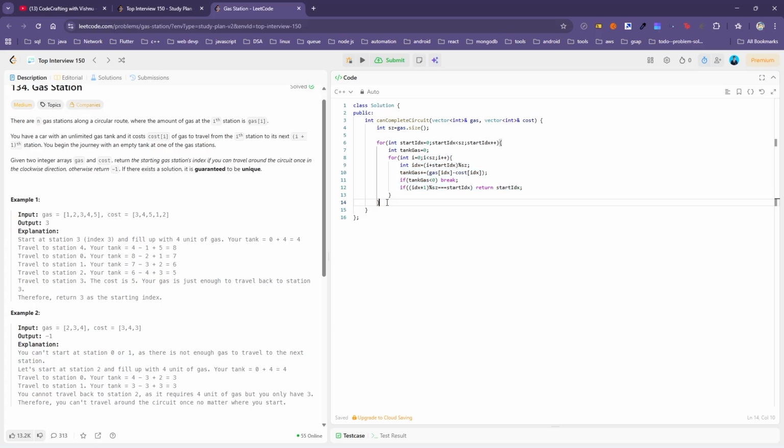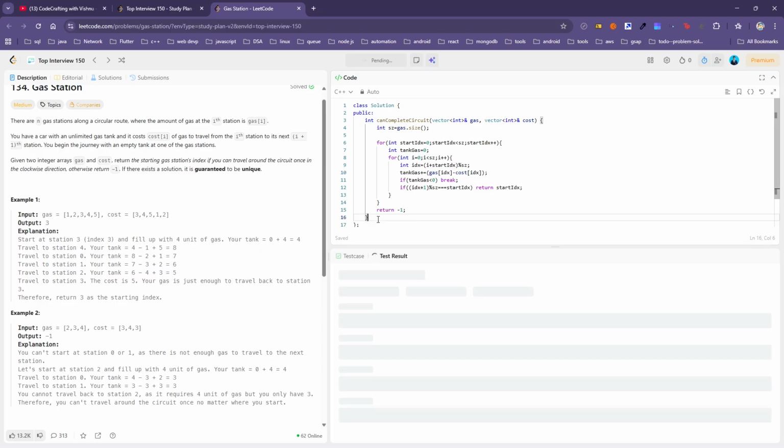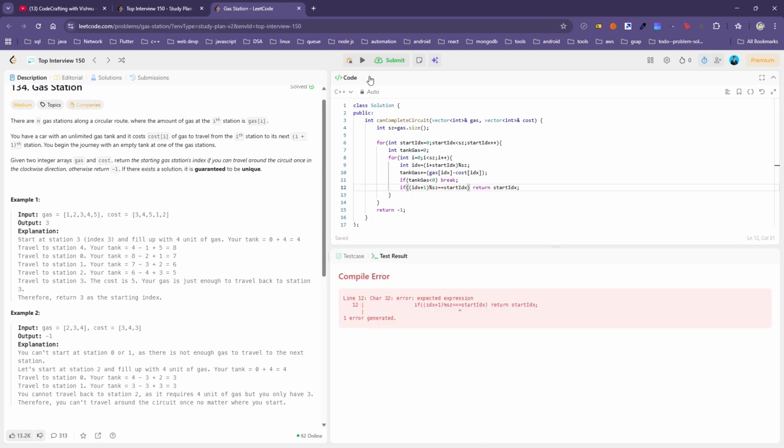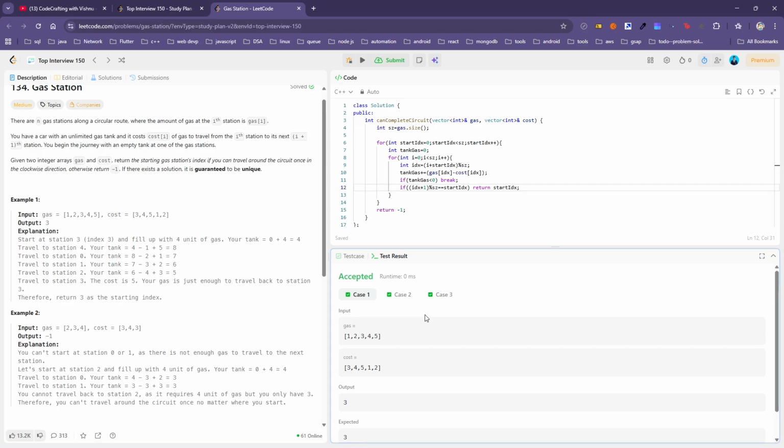Okay. And if we came out of these loops, then we know that we didn't find any index from which we can return to the same index again. Then we'll return -1. Okay. So let's see if this works or not. Okay. So our initial test case has been passed, and now we will submit this.